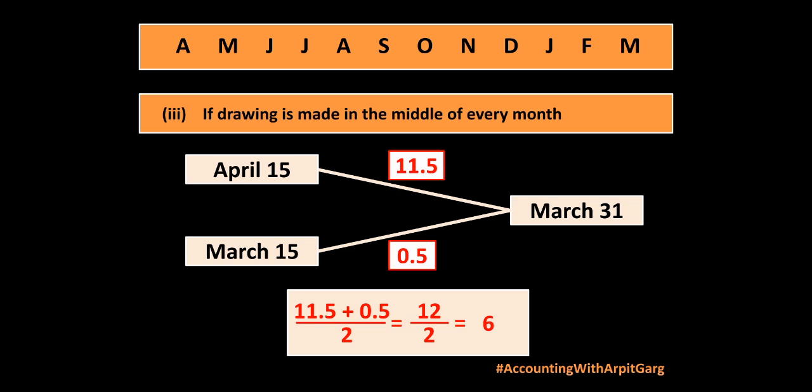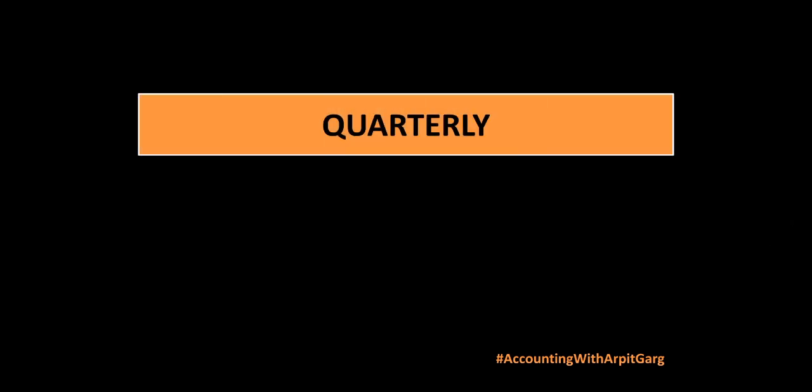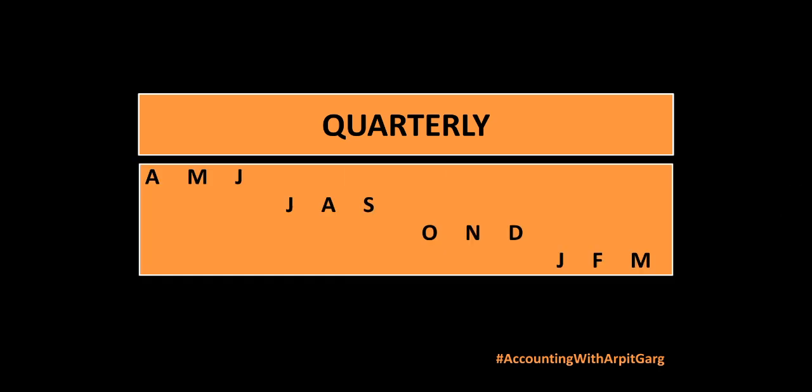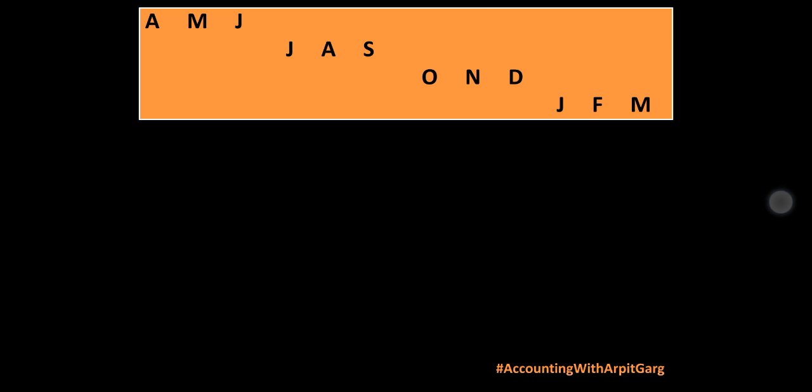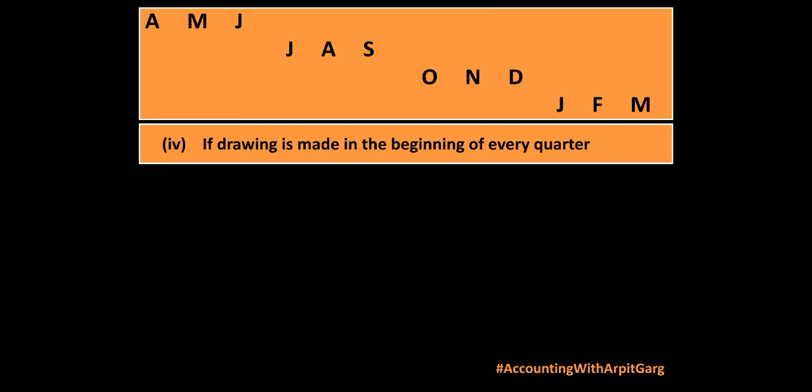Done? Now let's look at when drawings are made quarterly. You know what a quarter is? Yes, it's 1/4. And we know that we have 12 months in a year. So on dividing 12 by 4, we get 3. So every quarter has 3 months. First, April, May, June. Second, July, August, September. Third, October, November, December. Fourth, January, February, March. Now let's calculate when drawings are made in the beginning of every quarter.